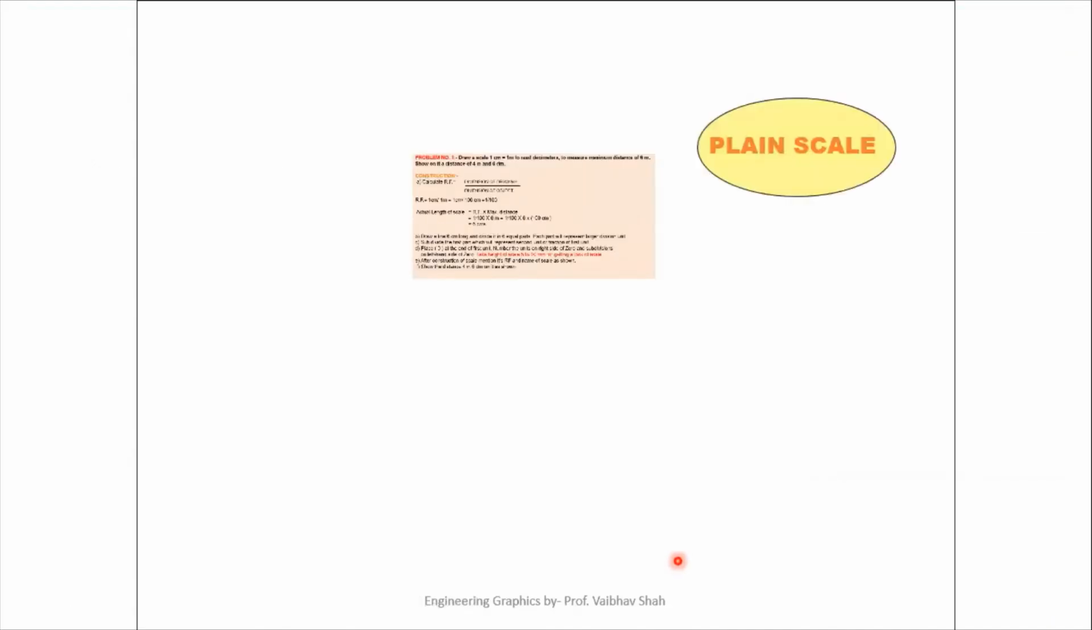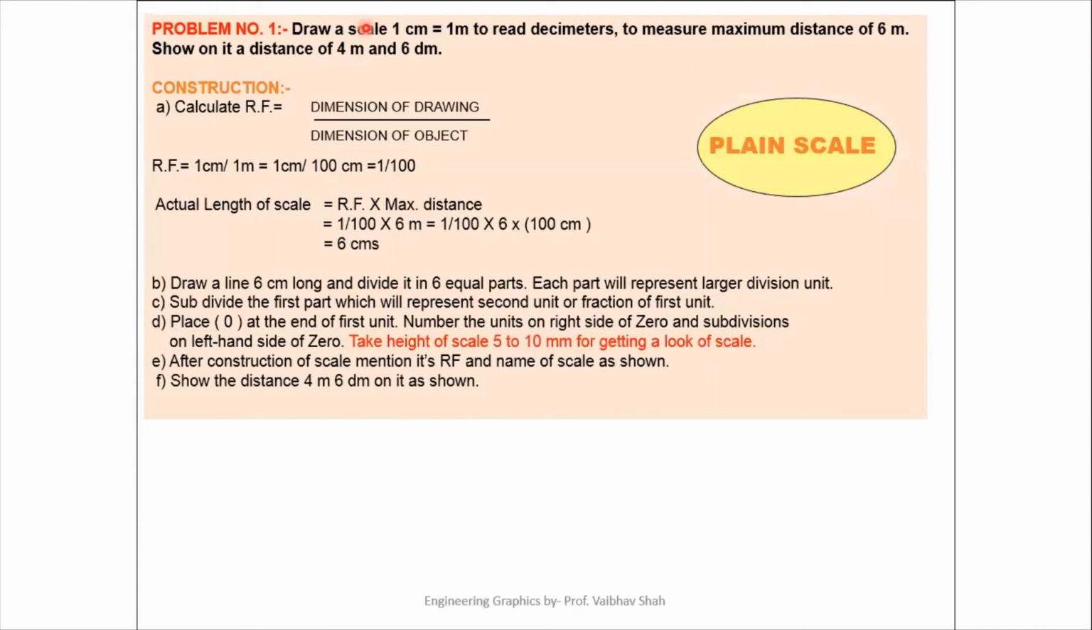So this was the general understanding. Let us take one example of this scale. Draw a scale of 1 centimeter equal to 1 meter to read decimeters and to measure a maximum distance of 6 meter. Show on it a distance of 4 meter and 6 decimeter. So here the scale is given, and whenever the scale is given, you will first convert it into RF. You have to read decimeters, so you will be making a scale of decimeters. The maximum distance that you have to measure is 6 meter. So you will construct the scale of 6 meter, and after constructing that scale, you will measure the distance of 4 meter and 6 decimeter.